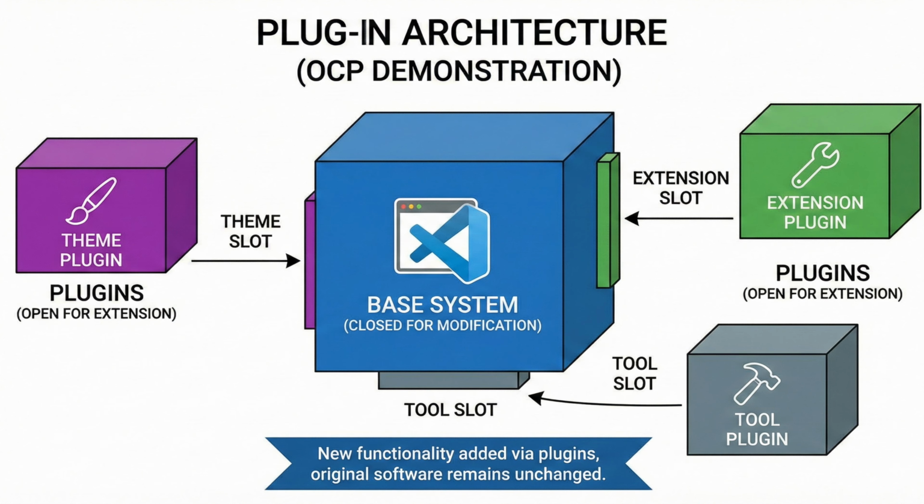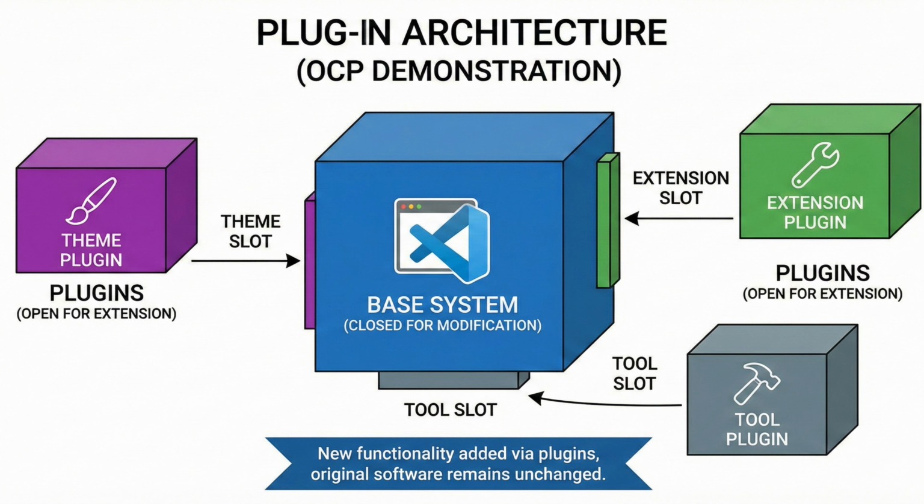Plugin architecture. Applications like VS Code, browser, and game engines allow plugins. You can install themes, extensions, tools, all without changing the original software. The base system is closed for modification but open for extension through plugins. This is a perfect real-world demonstration of OCP. This image demonstrates one of the best real-world implementations of the open-closed principle, known as plugin architecture.